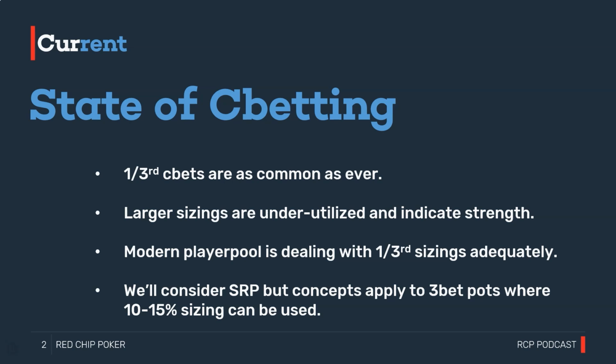No one uses the 10% cbet sizing in a 3-bet pot in the current game, at least not very many players. That means the pool is going to be relatively less skilled when facing those extremely small cbet sizings, which may allow us to generate exploitative opportunities.